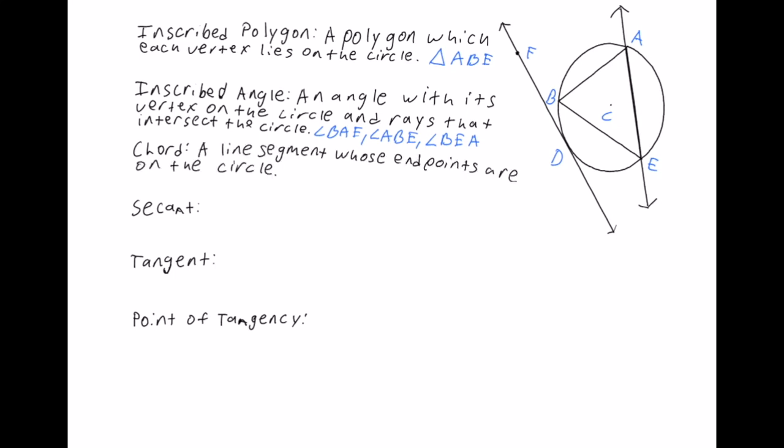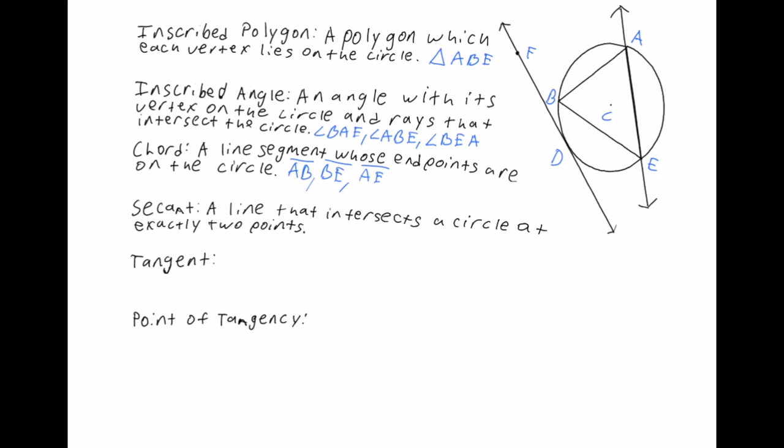A chord is a line segment whose endpoints are on the circle. So, line segment, line segment, line segment. Those 3 are line segments that are on a circle. They happen to make a shape here, a triangle, but they don't always have to. They just have to be any line segments that go from one point on the circle to the other. And they're named just like any other line segments, AB, BE, AE.